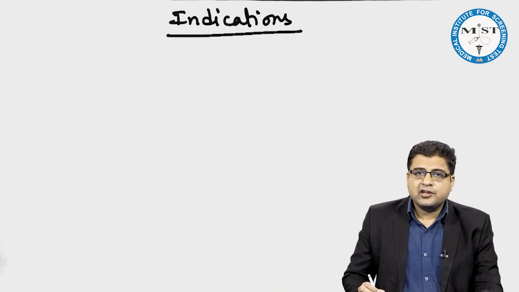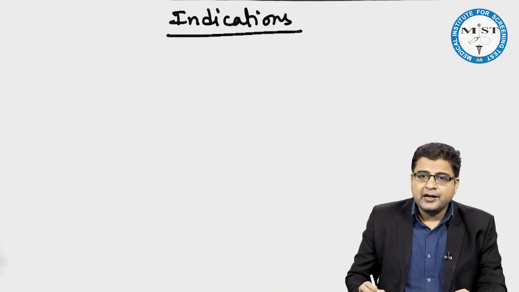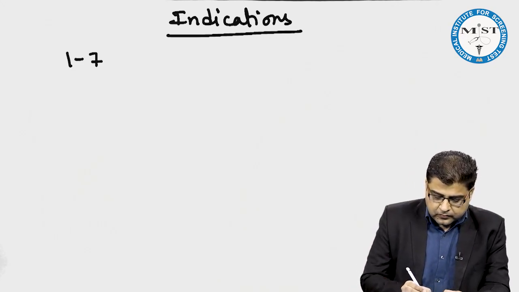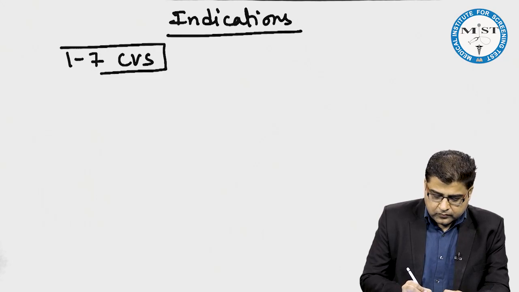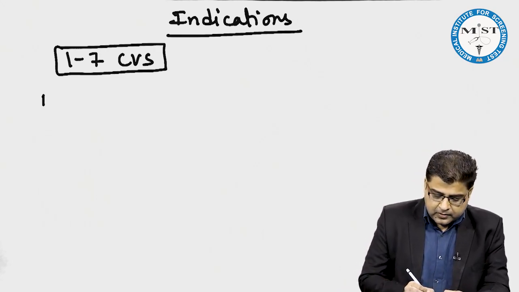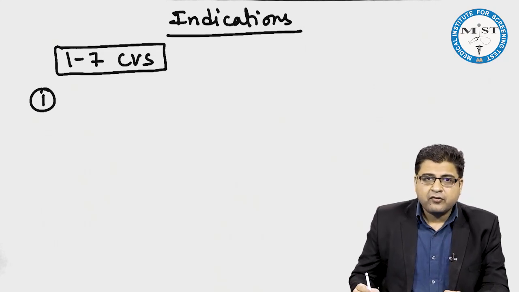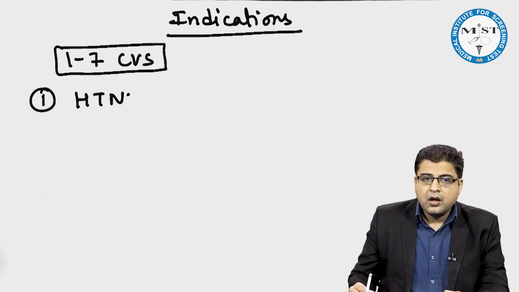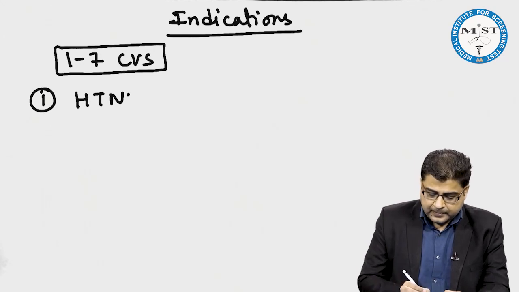Now after this classification of beta blockers, we can discuss the indications of beta blockers. Beta blockers have in total 17 indications. First 7 indications are related to the cardiovascular system. So where are these beta blockers used: number 1, beta blockers are given for the treatment of hypertension. Now how these beta blockers are useful in hypertension, we'll discuss generation wise.